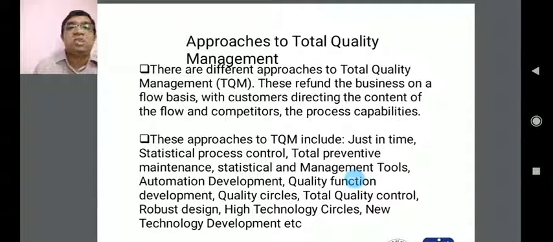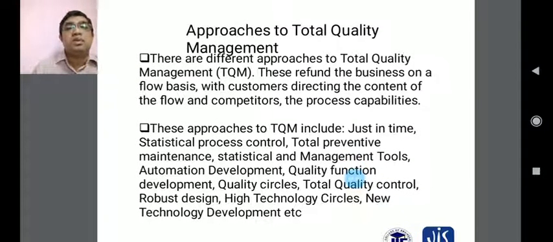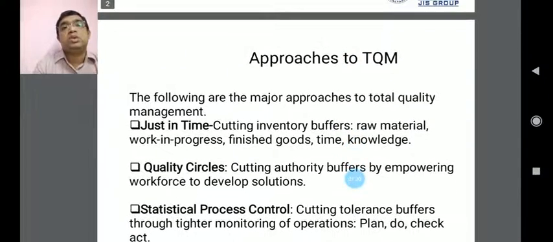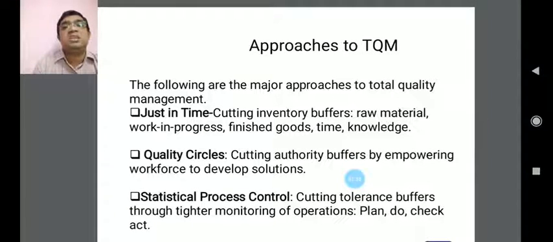And also statistical process control, total preventive maintenance, statistical and management tools, automation deployment and development, quality function deployment, and also quality circles, total quality control, robust design, high technology skills, and new technology development will also be concentrated on according to this approach to total quality management tools. The major approach to total quality management comes first from just in time.